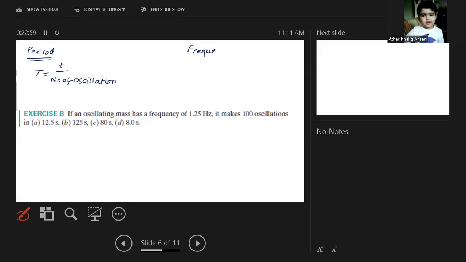Wissam, what is frequency? Frequency, one relation is 1 over T because it is the reciprocal of the period. You can say number of oscillations over the time. So in this question, if you have a frequency of 1.25, and I ask you what is the period, you will just say T is equal to 1 over f, and it will be 1 over 1.25. What is the answer? It is 0.8 second, the period of one oscillation.